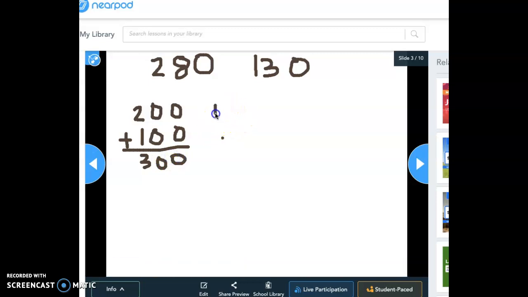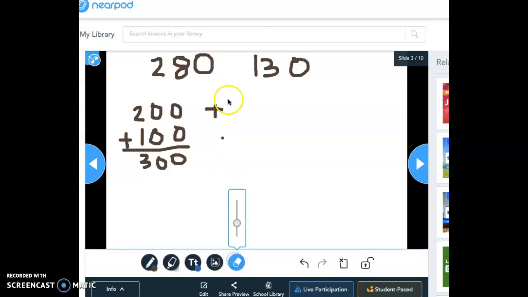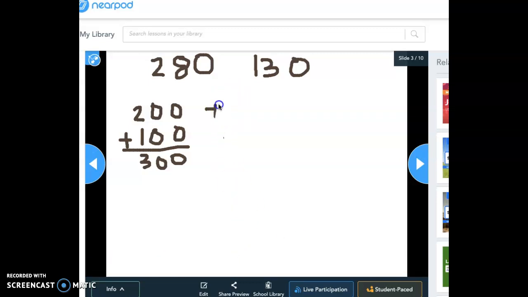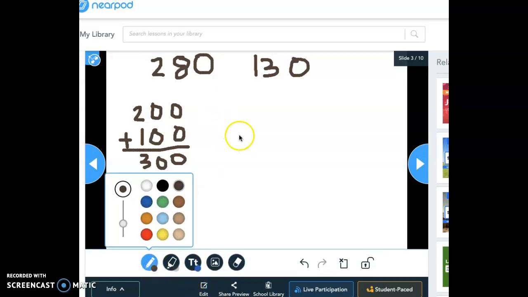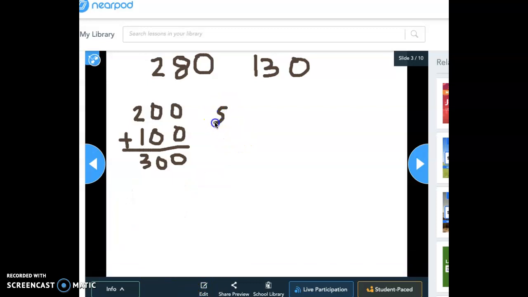And then I'm going to add my 80. Oh, I don't want that there. Get rid of that. So I'm going to add 80 plus 30. My handwriting is kind of messy because I'm doing it with a mouse. That's kind of tricky to write with a mouse.